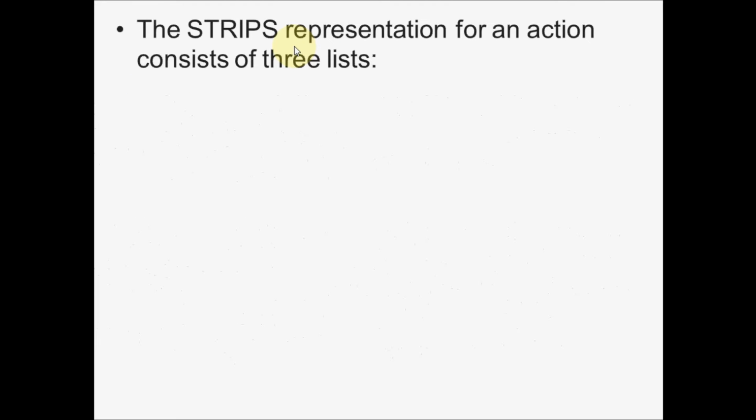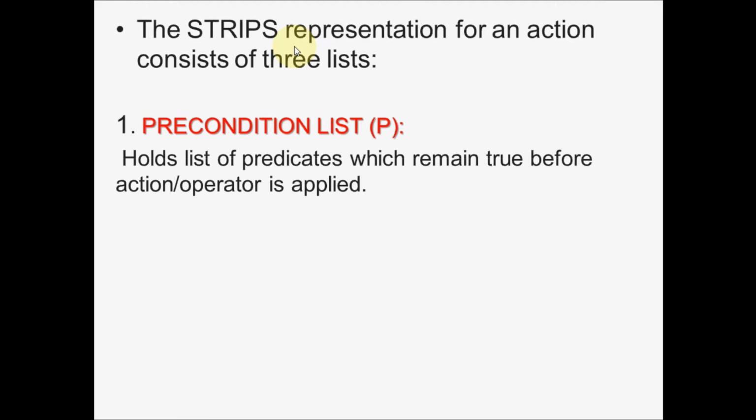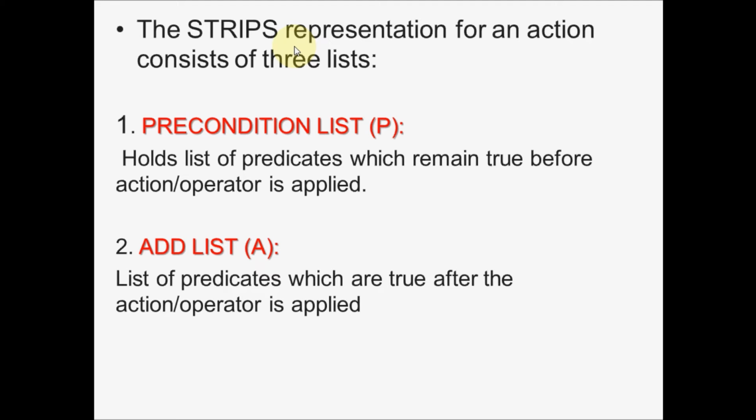Now how does STRIPS solve the problem faced by Green's approach? Basically, the STRIPS representation for an action contains three lists. The first list is called the precondition list, or simply P. What does this list contain? The precondition list holds the list of predicates which remain true before an action or operator is applied. Second, the add list contains the list of predicates which are true after the action or operator is applied.